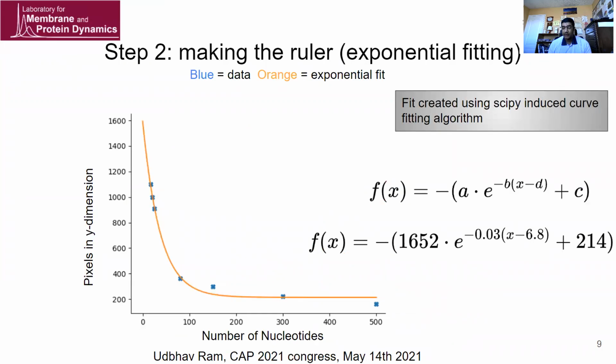Now, the second step is arguably the most important step, and this is fitting these values exponentially. So we use an equation, as you can see here, to fit our values that we've extracted from our ladders and correlate them to the user-defined inputs. And we can see that this fit here fits the data quite nicely and gives us a sliding scale, most importantly, between pixels on our image and real-life nucleotide units. We use the SciPy curve fitting algorithm to generate these curve fits.